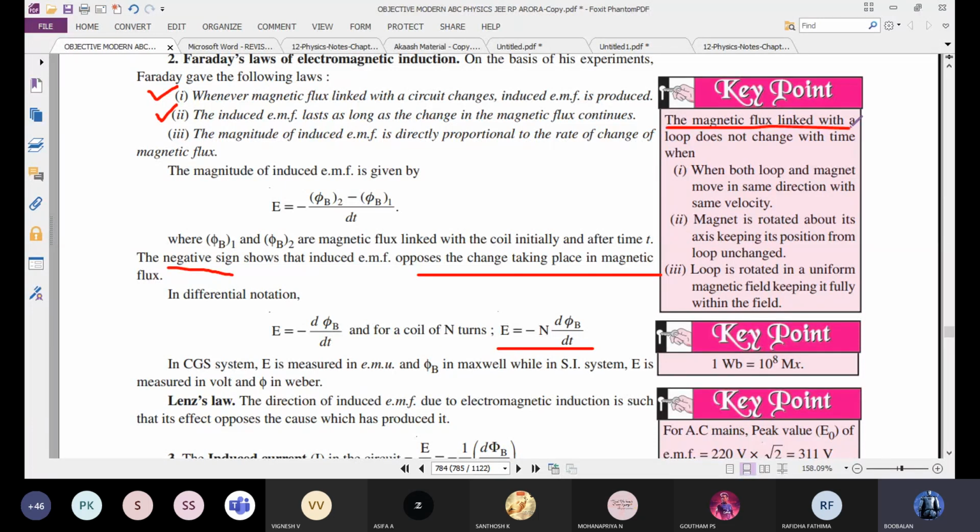The magnetic flux linked with a loop does not change with time when both the loop and magnet move in the same direction with the same velocity. And when the magnet is rotated about its axis, keeping its position from the loop unchanged, there is no change. And when the loop is rotated in a uniform magnetic field, keeping fully within the field, the flux does not change. Please note these 3 points. Kindly take notes.